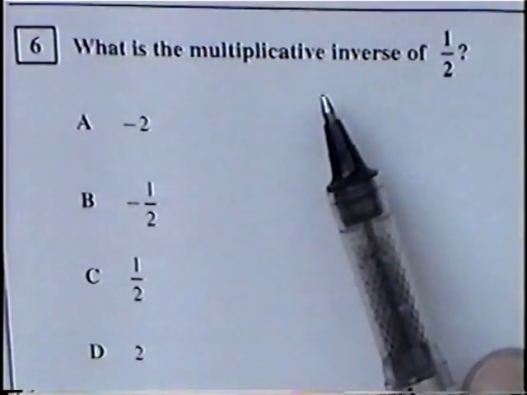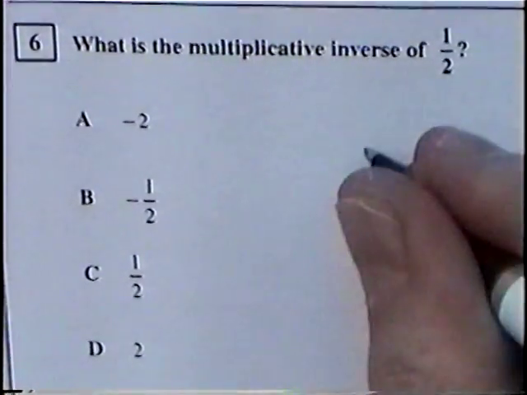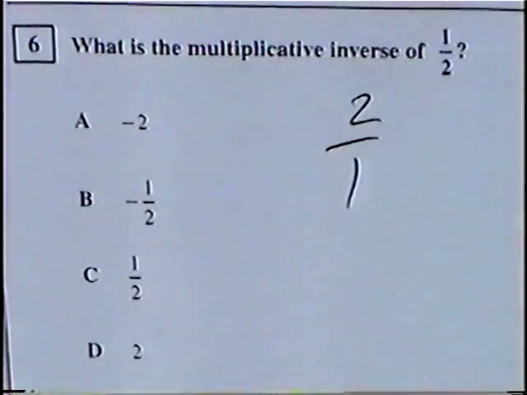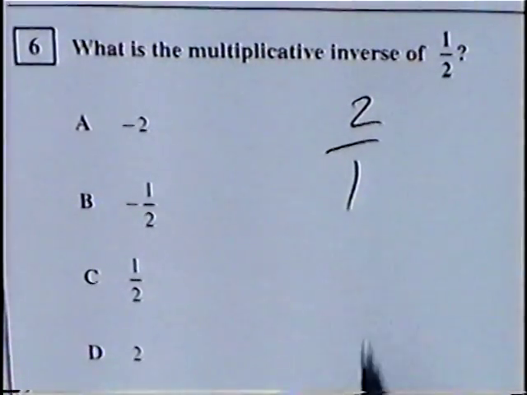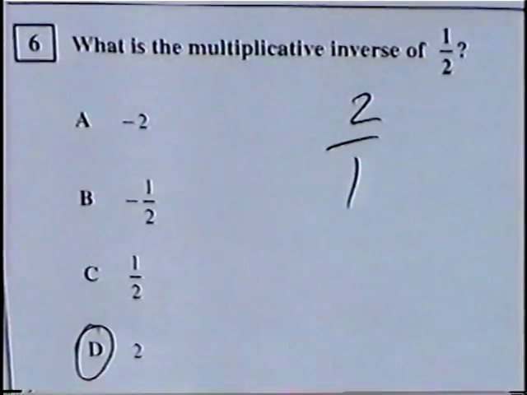The multiplicative inverse is the fraction that you multiply to get rid of the fraction, which is the same as the reciprocal. The reciprocal of 1 over 2 would be 2 over 1. And the correct answer, 2 over 1, is the same as D, 2.